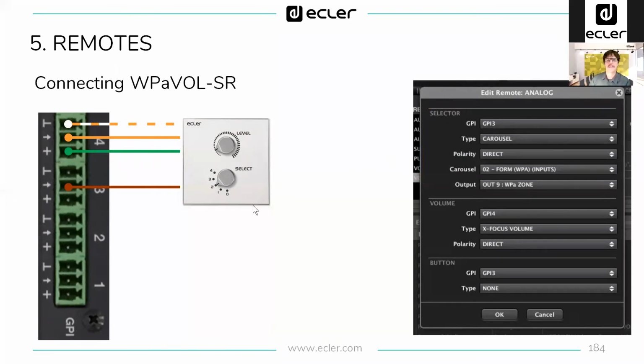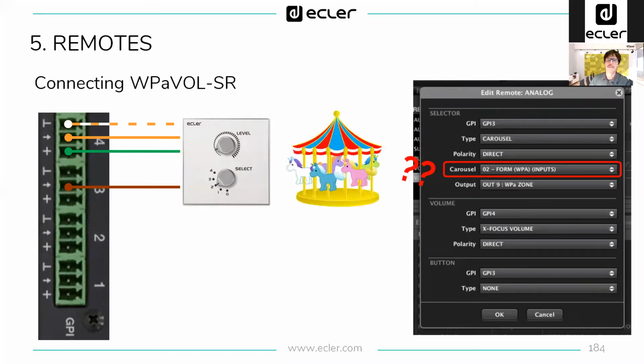Okay, and here we have the volume. So in the selector section, we decide the output number 9, and we decide a carousel. We still don't know what a carousel is. Okay, let me show you what a carousel is.